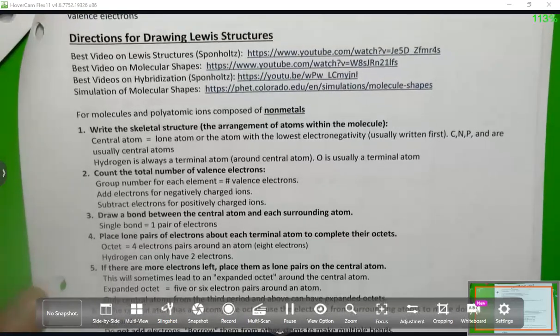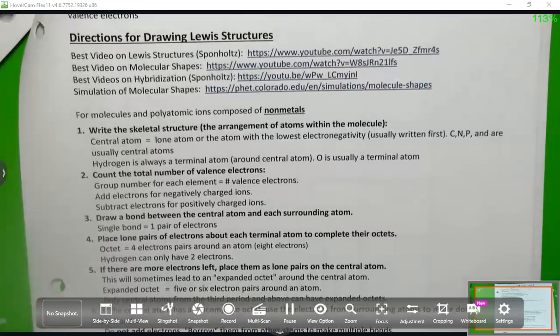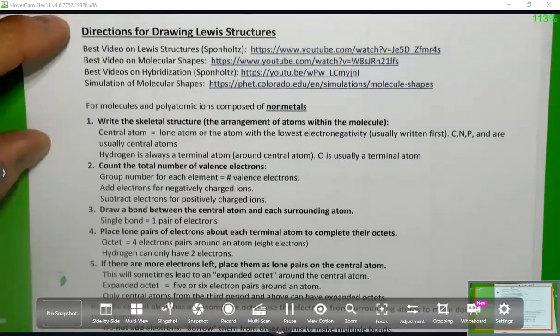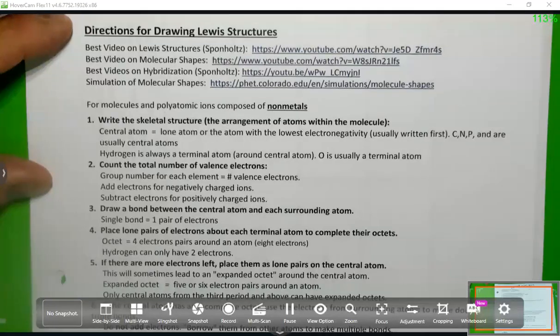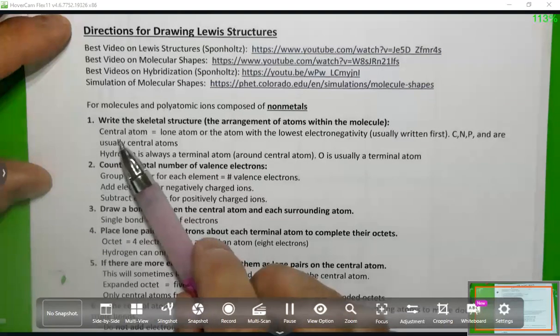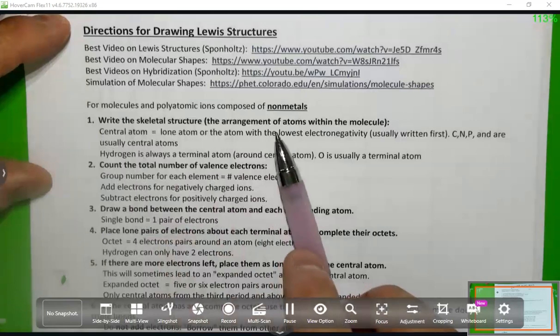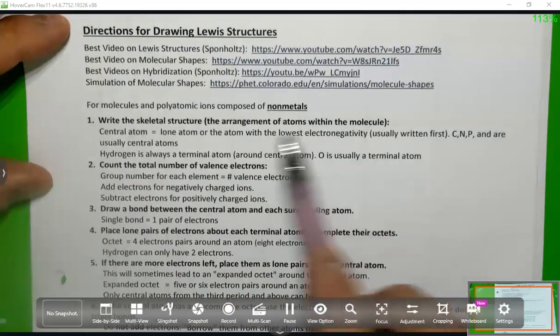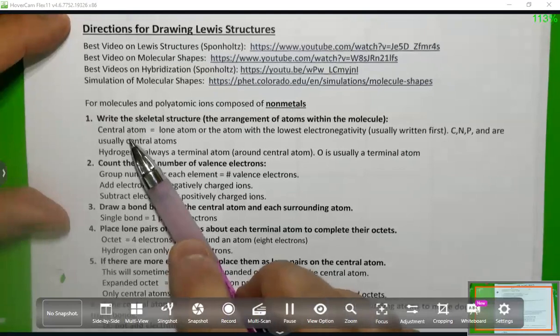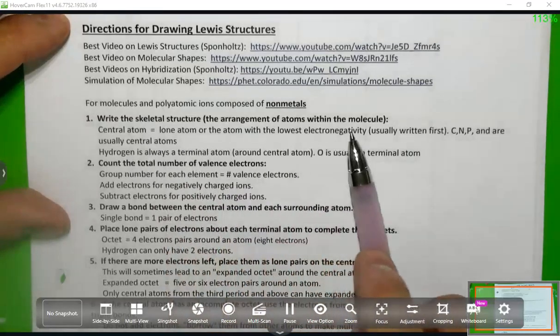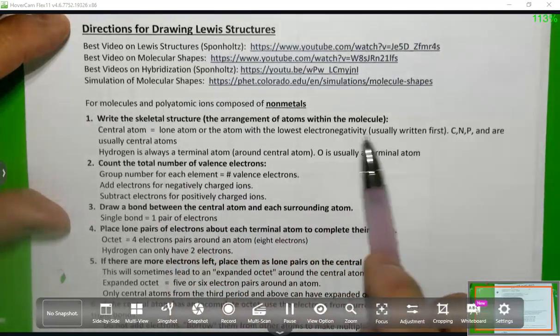Directions for drawing Lewis structures. So this is way up on page 24. Okay, it says, write the skeletal structure, the arrangement of atoms within the molecule. There is going to be a central atom. That central atom is usually the lone atom or the atom with the lowest electronegativity, usually written first.